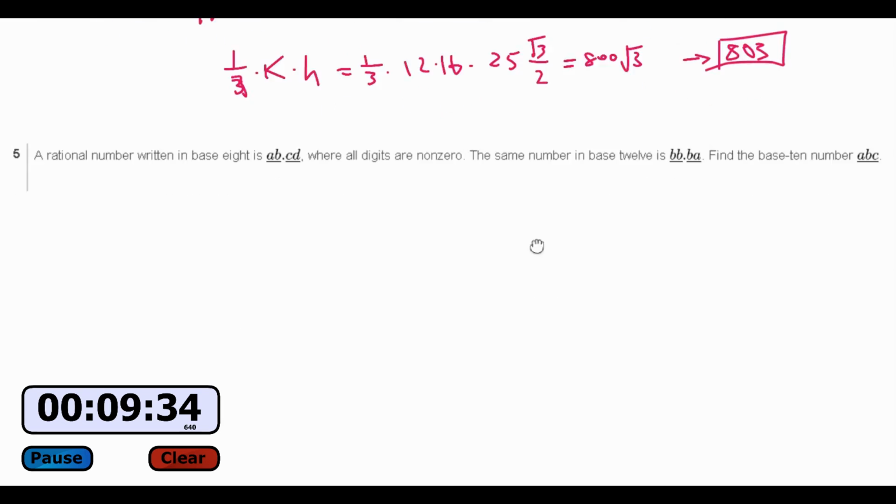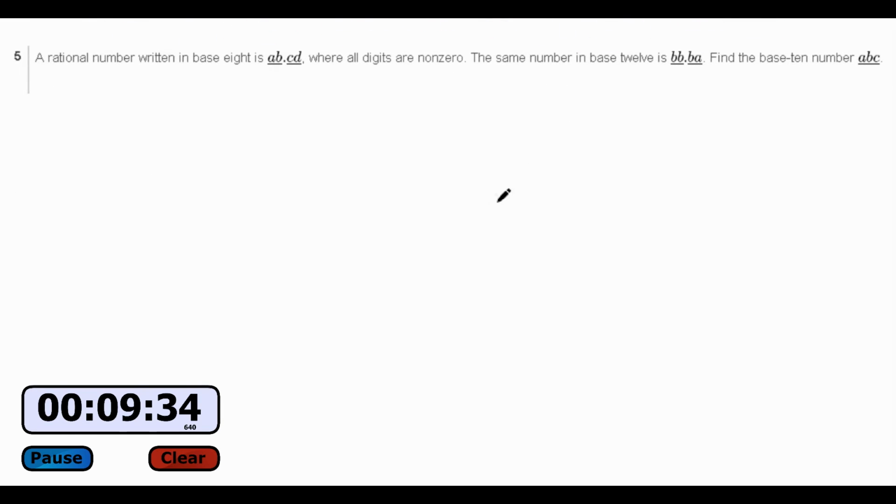Okay, next problem. We have a rational number in base 8 is ab.cd, and the same number in base 12 is bb.ba, and we want to find abc. So in case you're not familiar with base numbers that have decimals, this is just equal to 8a plus b plus c over 8 plus d over 64.